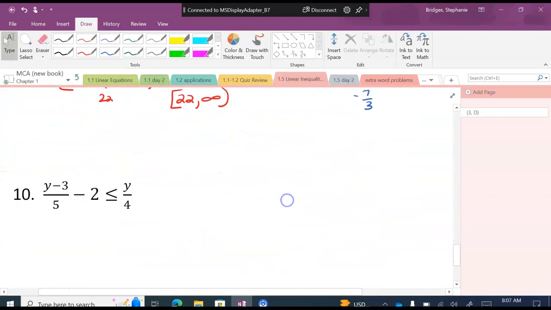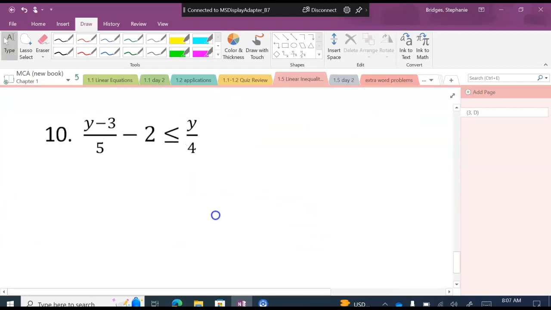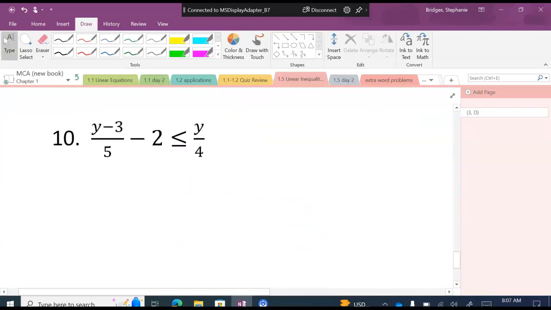Okay, last one. Write it down. We'll work through this one together. We have y minus 3 over 5, then minus 2 is less than or equal to y over 4. Do we like to deal with fractions? No. So we did this with the regular equations.